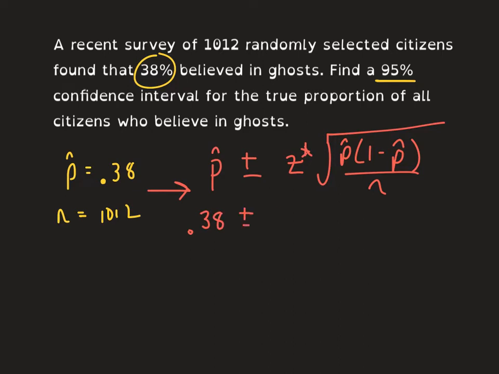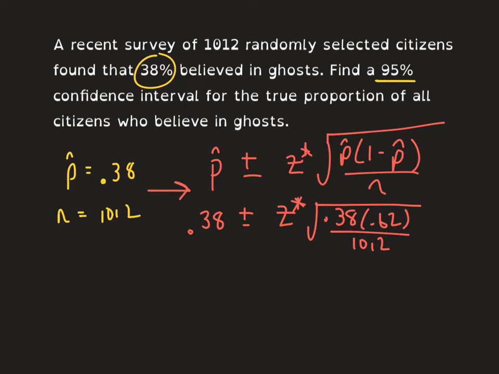Plus or minus, we're going to talk about z star next. I just want to get the rest of the formula in. P hat in here again is 0.38. 1 minus 0.38 is 0.62. And then the n value is given as 1,012. Okay, so everything's set up. It's just going to be like a calculator problem. You're just going to do 0.38 plus something, and then 0.38 minus something. But we do need to talk about what this z star is and where it comes from.